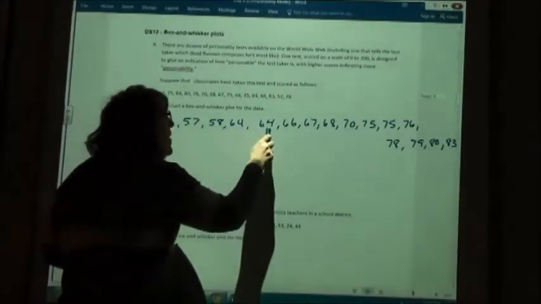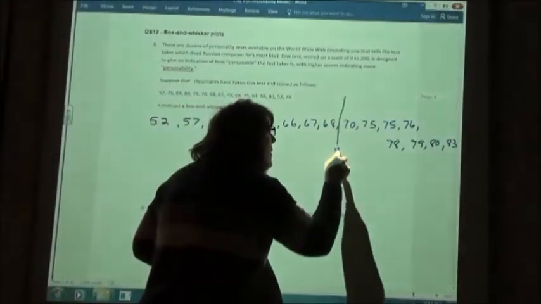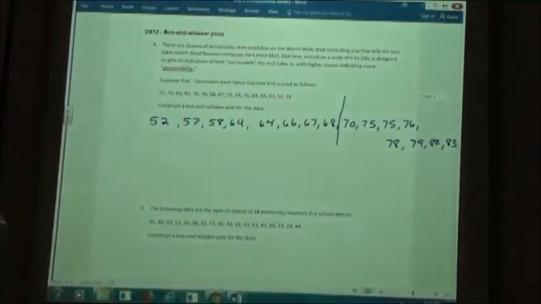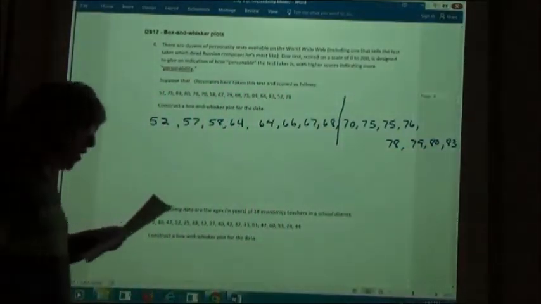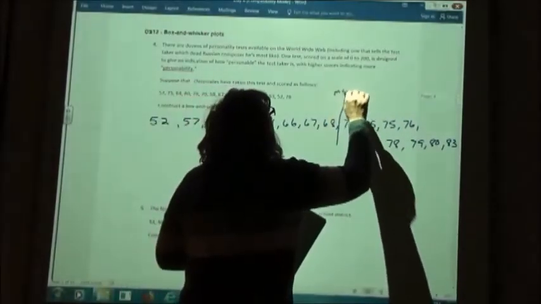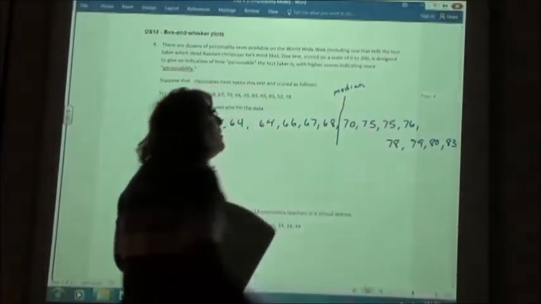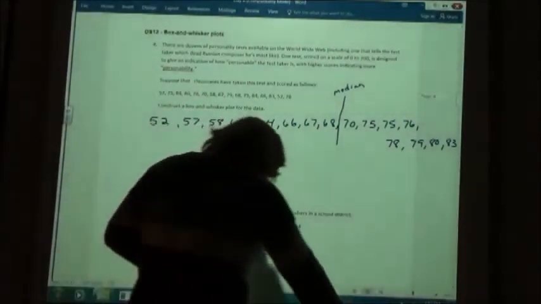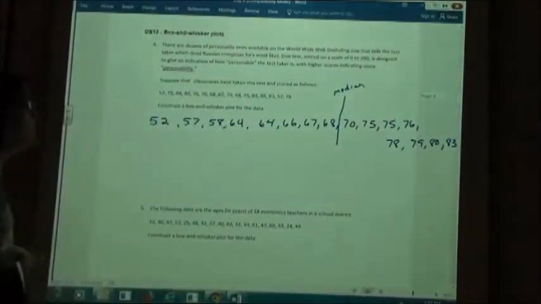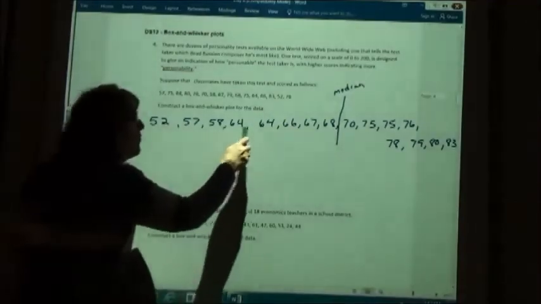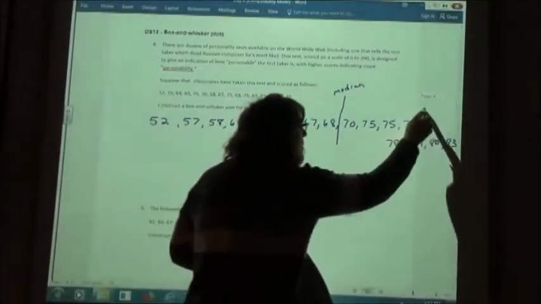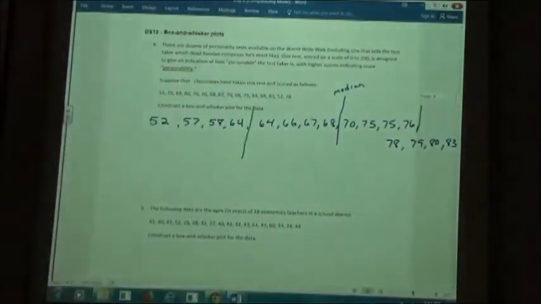1, 2, 3, 4, 5, 6, 7, 8. So that point right there is my median, or my middle of my thing, right? Now I got to divide it up into quarters. So if I divide that up into quarters, I have 8 on each side, so I can divide it up into 4 and 4, right?